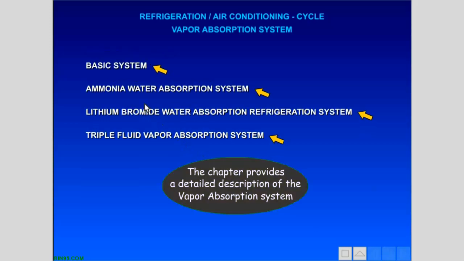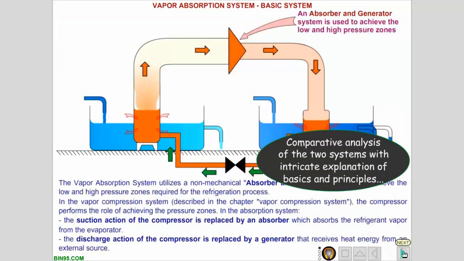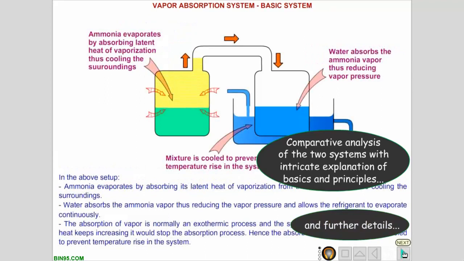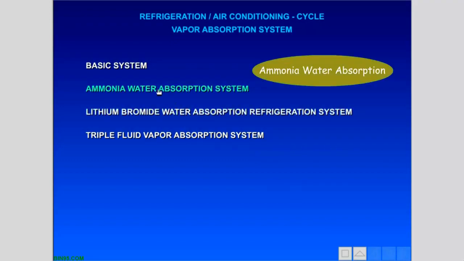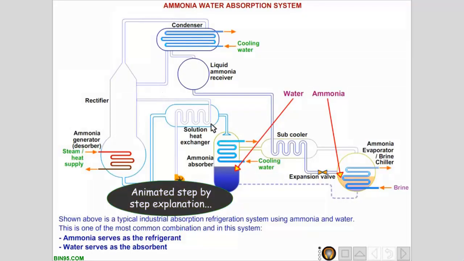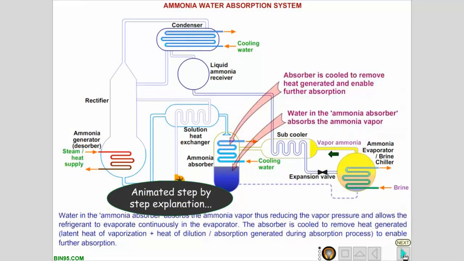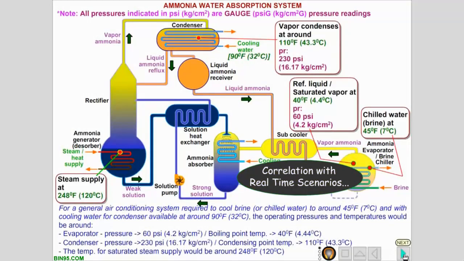The chapter provides a detailed description of the vapor absorption system. Comparative analysis of the two systems with intricate explanation of basics and principles. And further details. Back to index. Ammonia water absorption. Animated step-by-step explanation. Correlation with real-time scenarios. And further details. Back to index.